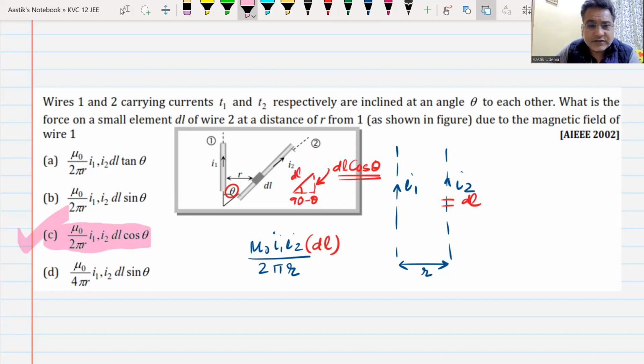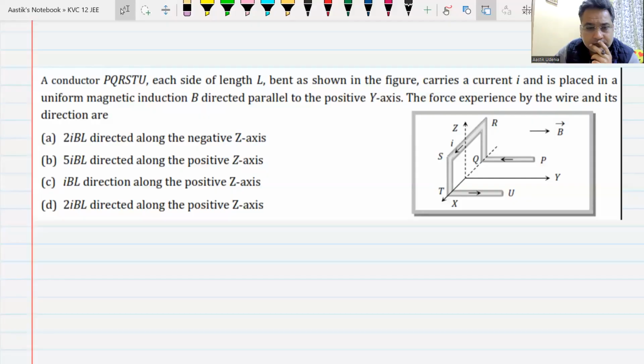I'll give you a minute to note it down. Note it down and let me know. Then this is the next question. If I remember correctly, this question has come in one of the recent IITs or JEEs. Anyways, this is how questions are framed these days.